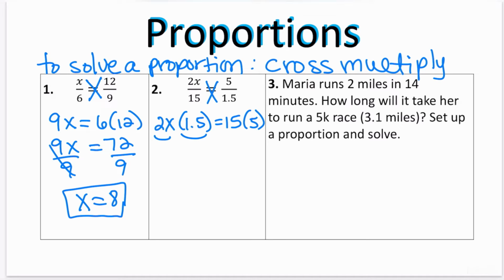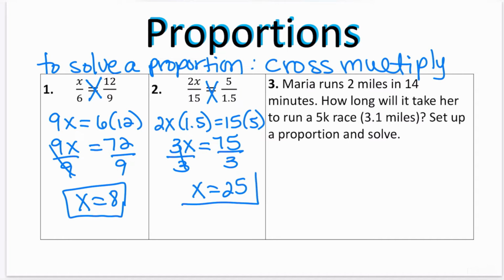2x times 1.5 is 3x is equal to 15 times 5 is 75. If I divide by 3 on both sides, that means x is equal to 25. Now in question number 3, we have a word problem.